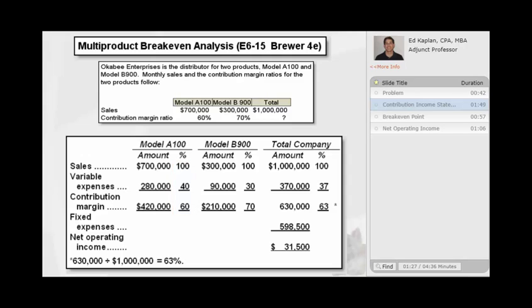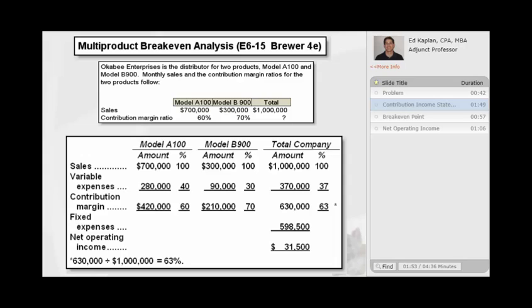We use the same approach to come up with the variable expense amount for Model B. Once we know the percentage, we can simply multiply the percentage times the sales to come up with the contribution margin and then force in the variable expenses. If we do that for Model A and B separately, we simply add across to come up with the total variable expenses and the total contribution margin.